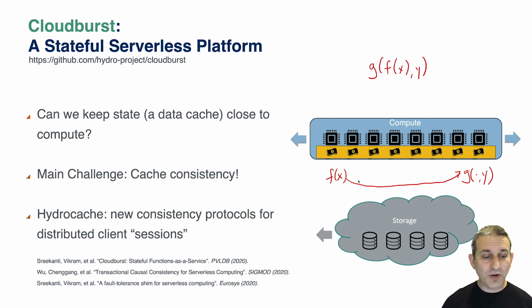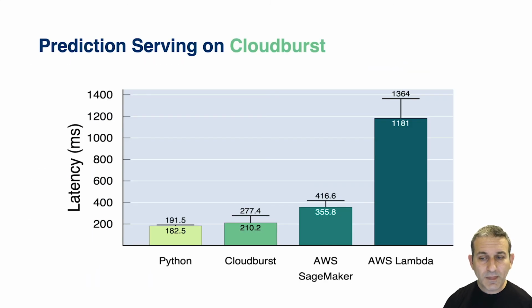So those two caches have to be made consistent with each other. And so we developed protocols called HydroCache, which give new consistency for these distributed client sessions and allow us to get pretty nice consistency models for the programmer, even with these performance optimizations for stateful serverless. So as one example, and we've got many, of an application that can benefit from this, where we've measured it, prediction serving.